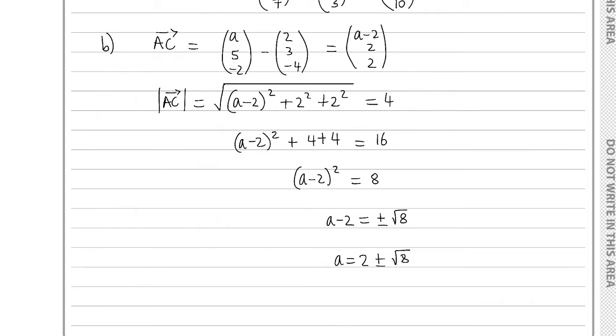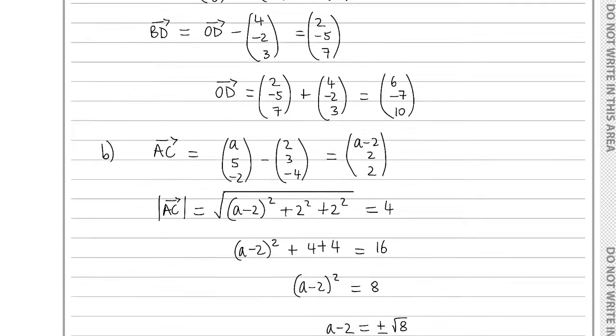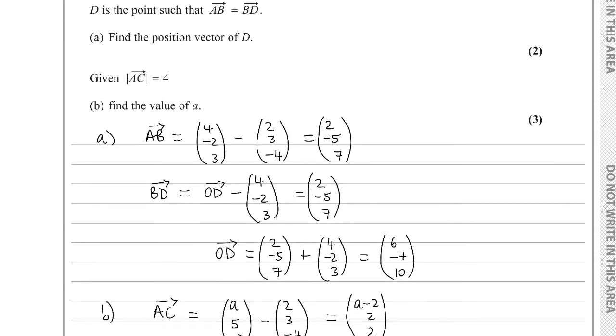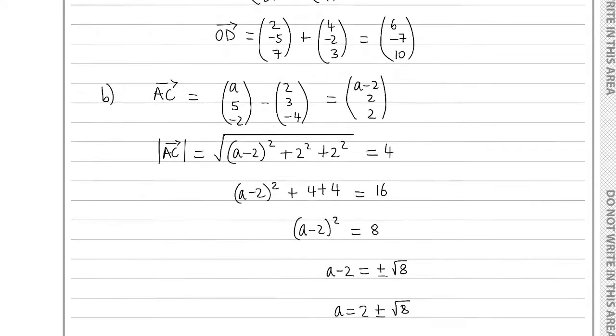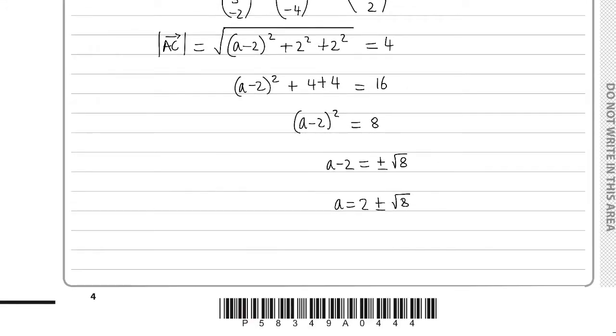The question was asking for the value of a. Now, I had two values. I need to decide which one of the two to keep. If I go back to the question, I see that a has been given to be negative. So I need to pick out the negative of the two. Since a is less than 0, a is 2 minus the root of 8. And that's the end of the second question of this paper.